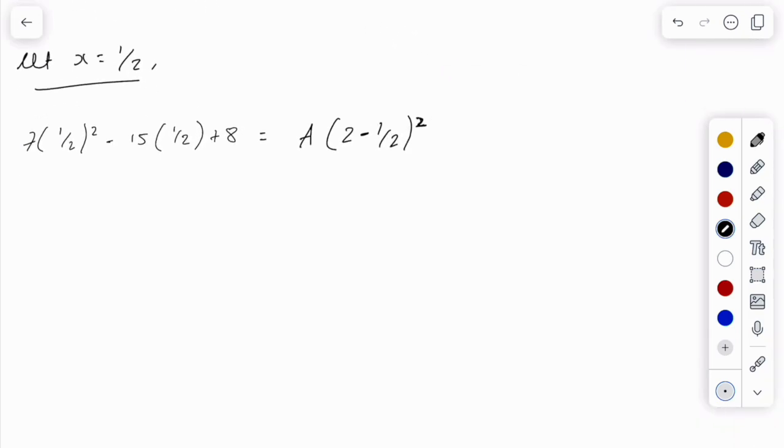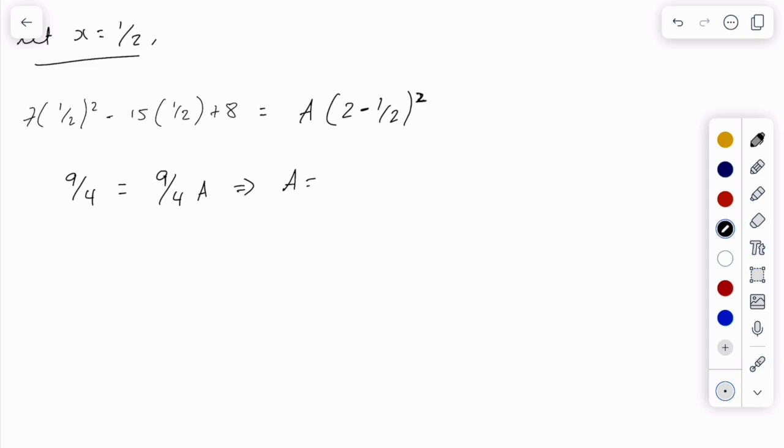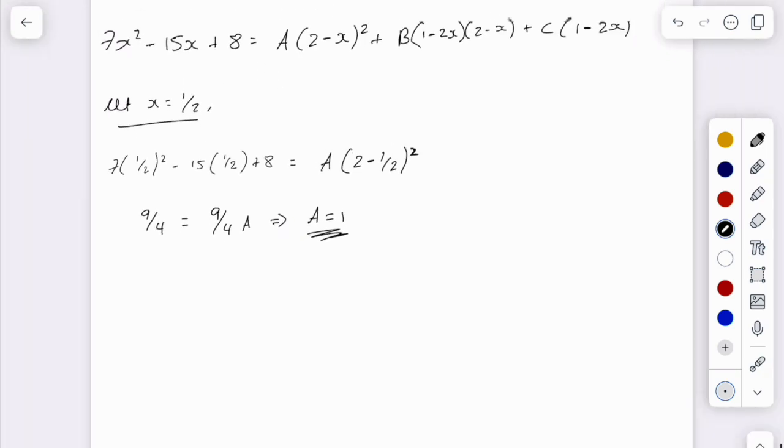Now this is going to equal, let's see, boom, boom, boom. We're going to get 9/4 on this side, and I'm going to get A times 9/4 as well. So the coefficients will be 9/4. So therefore, A is going to equal 1.